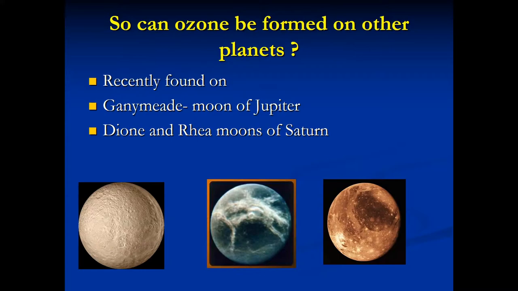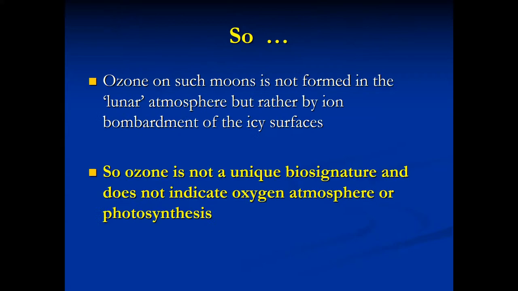That's why people want to look underneath the soil of Mars, because life may have evolved there, and the soil is shielding it from UV light. We found ozone on other bodies, Ganymede and Dione and Rhea. For Dione and Rhea, more data has come from the Cassini mission. Ganymede, we're very excited by the JUICE mission on that. But it's not a biosignature. It's made by those icy layers being bombarded by magnetospheric ions, in the case of both Saturn and Jupiter, making the ozone. So I'm afraid ozone is no good.